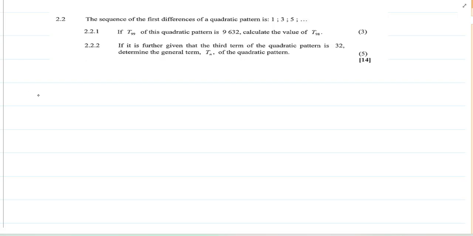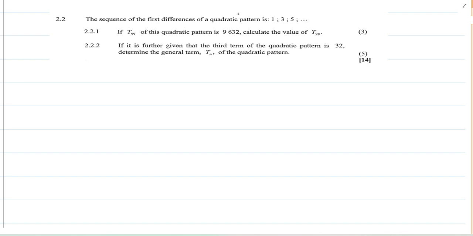Moving on to 2.2, they say that the sequence of the first differences of a quadratic number pattern is 1, 3, 5, meaning that it continues that way. 2.2.1 says if T99 of this quadratic pattern is 9,632, calculate the value of T98.